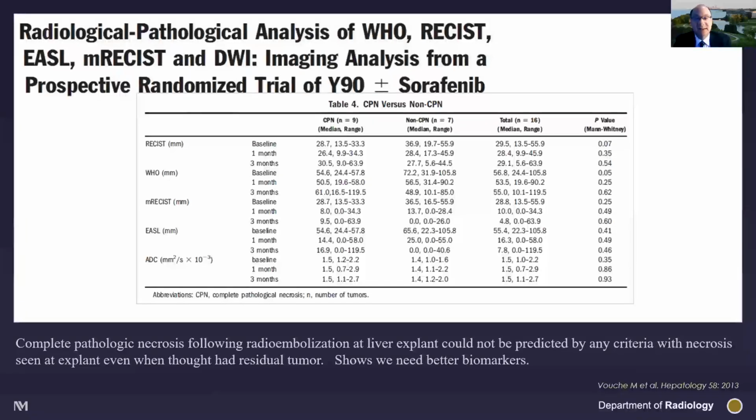We looked at them after transplant, explant, and with Y90 and sorafenib. What was interesting is no matter what criteria we use, whether we use RECIST, WHO, mRECIST, EASL, or ADC, none of them were exactly reliable. Complete pathologic necrosis, in fact, was seen in radioembolization at liver explant, and it couldn't be predicted by any of the different criteria. Necrosis was seen at explant, even though we thought in some of these cases they had residual tumor. And it certainly shows that we need better biomarkers for assessing therapy following radioembolization.